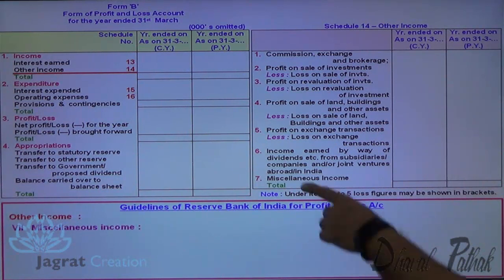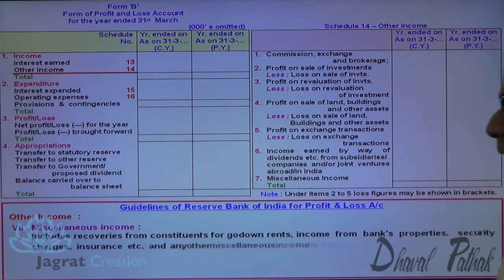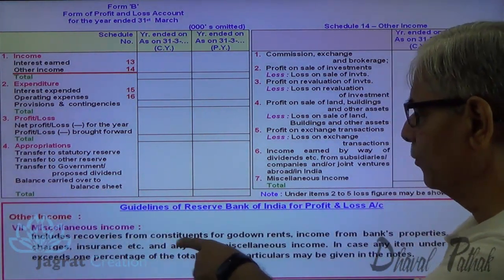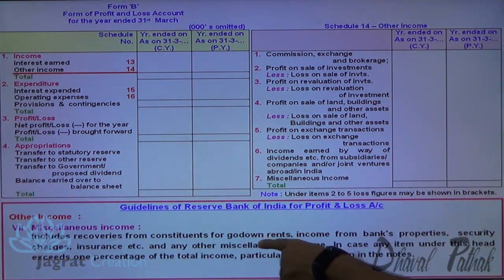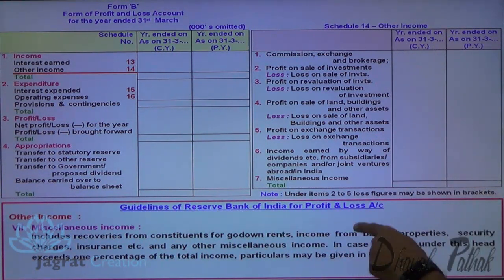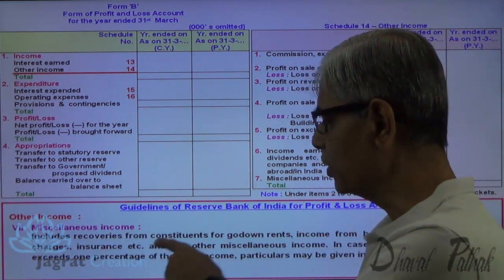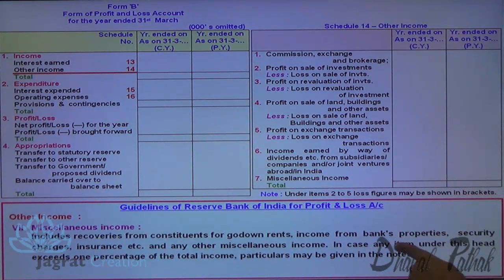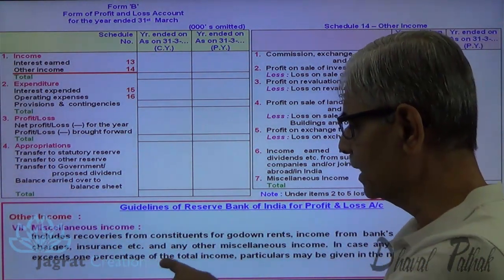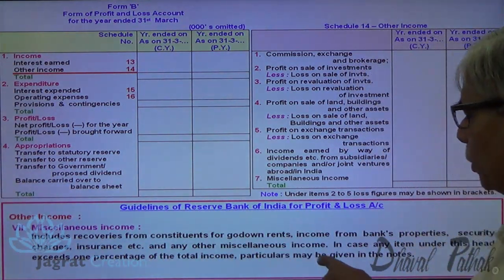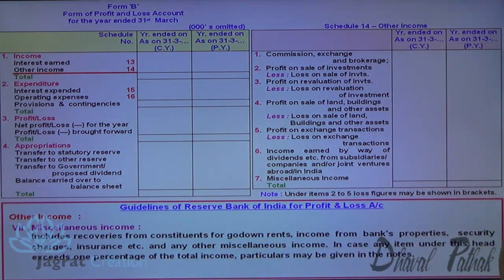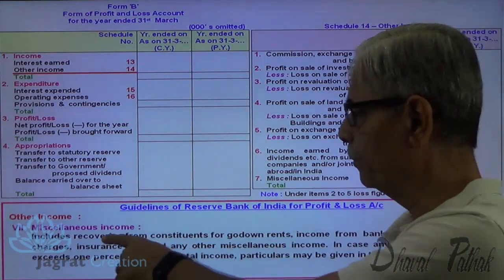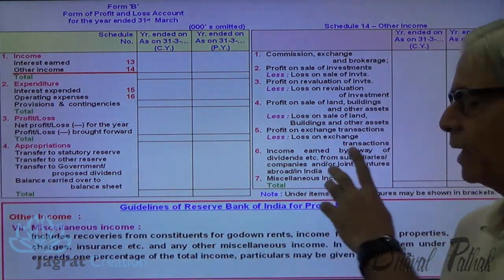Now miscellaneous income includes recoveries from constituents of godown rent, income from bank property, security charges, insurance, etc., and any other miscellaneous income. In case any item under this head exceeds 1% of the total income, particulars may be given in a note. Now see, other income, godown rents.